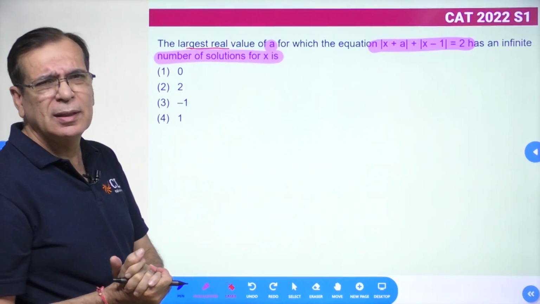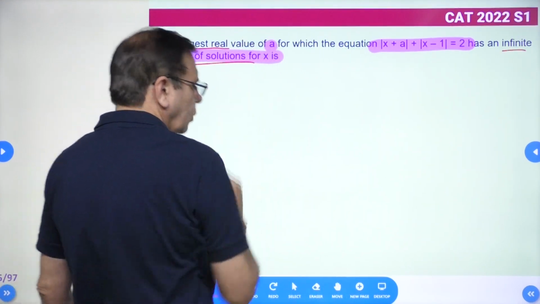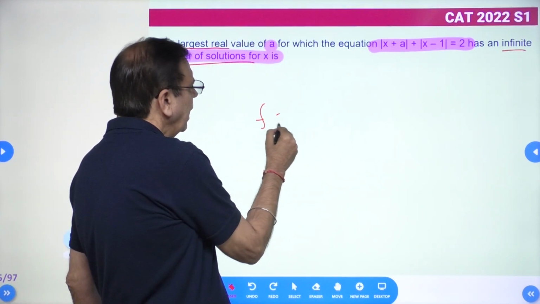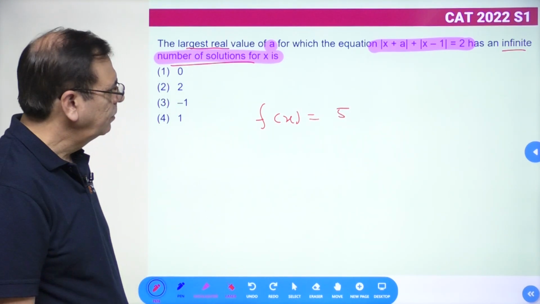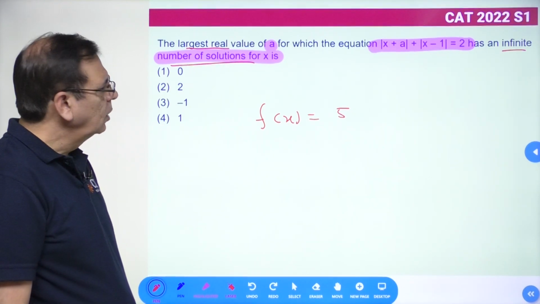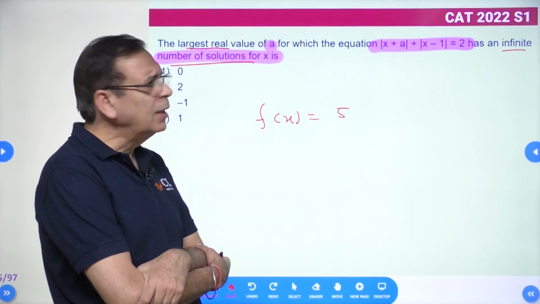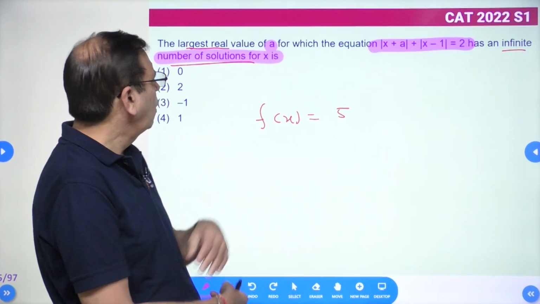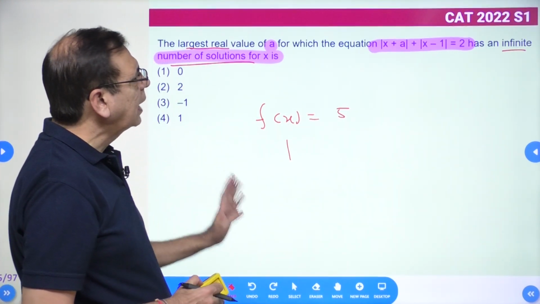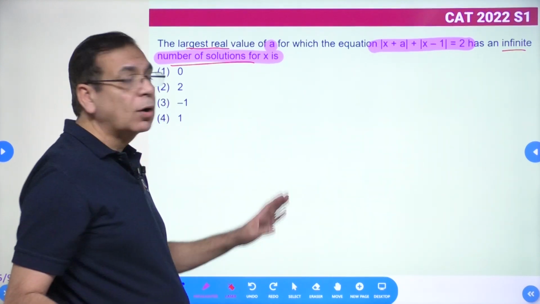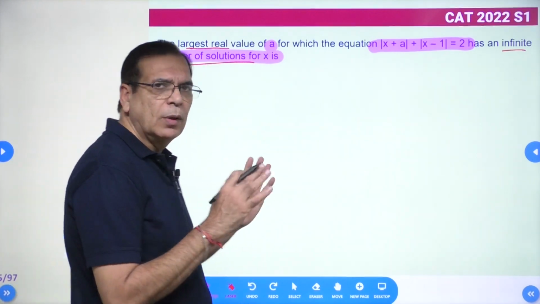उससे पहले एक चीज समझ लेते हैं. Okay, what are we looking for? We want infinite number of solutions for X. Okay. Let me say f(x) is equal to 5. Will this have infinite solutions? Yes, there will be infinite solutions. For all values of x it will solve. This means it has got infinite solutions. So, on the right hand side, if you have a constant, it is independent of x. So it will have infinite solutions.